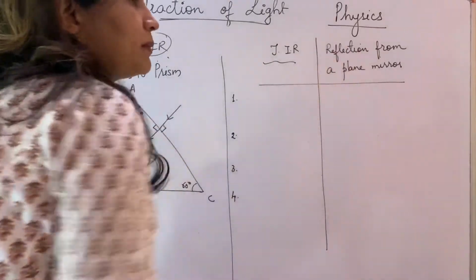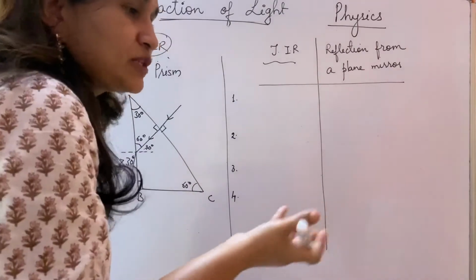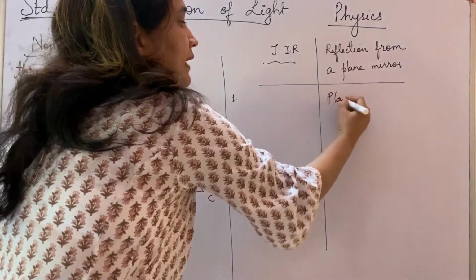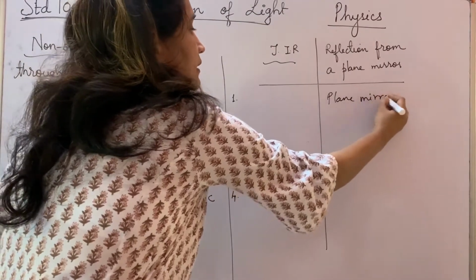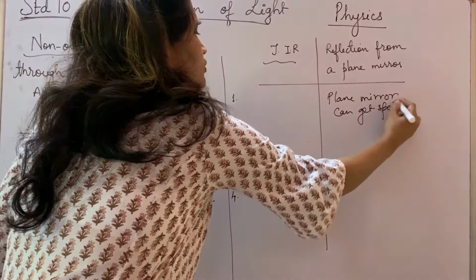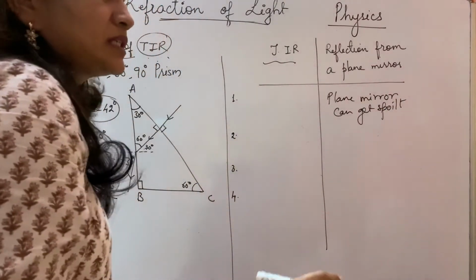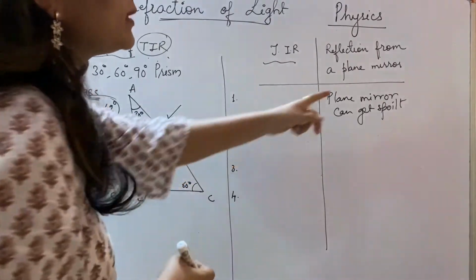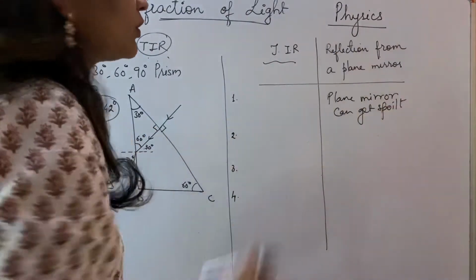Whereas reflection from a plane mirror, you know a plane mirror has one side polished or silvered. So this plane mirror can get spoiled over the years because of the conditions, the temperature differences and weather conditions, humidity is there in many places, so it becomes difficult for a plane mirror to survive for a longer time.